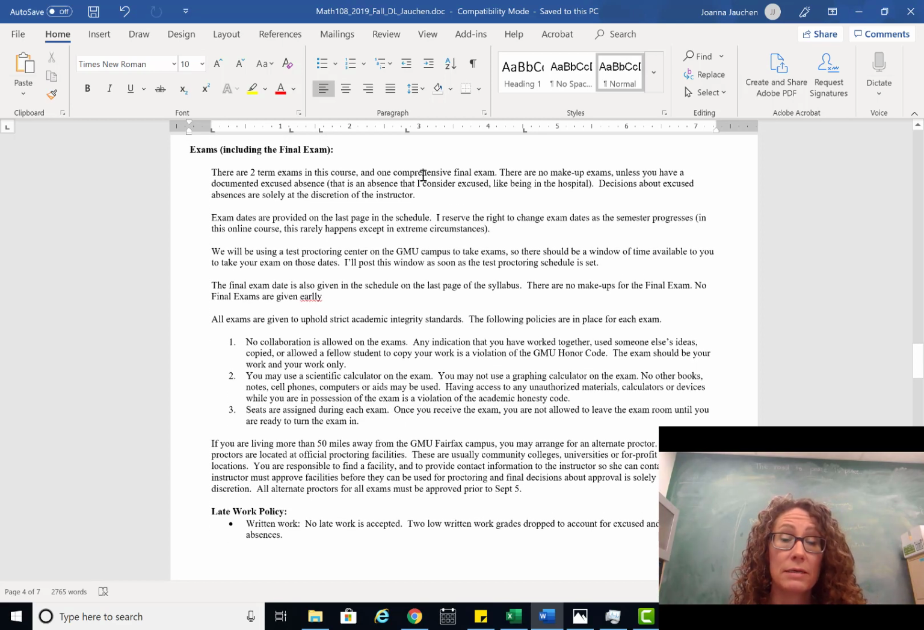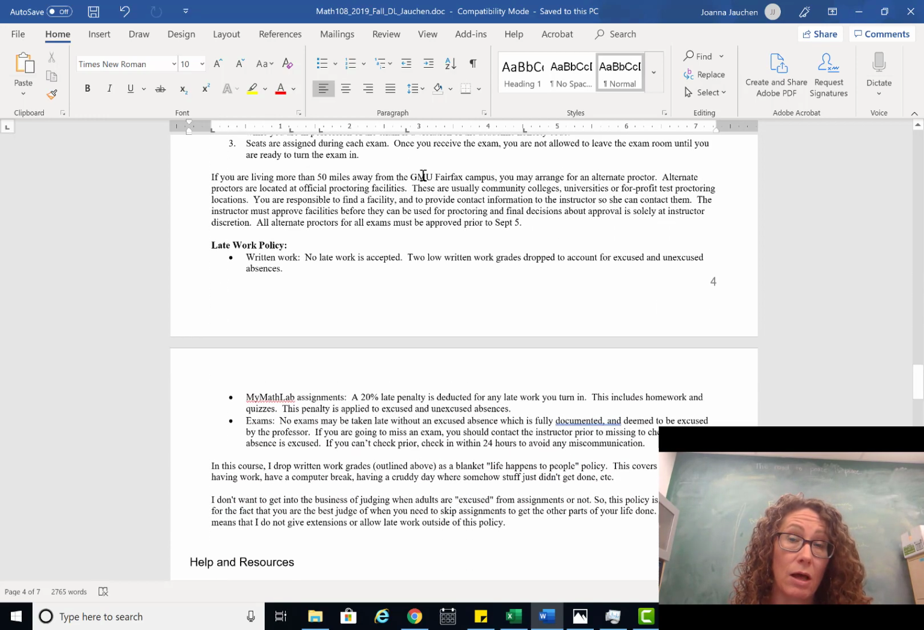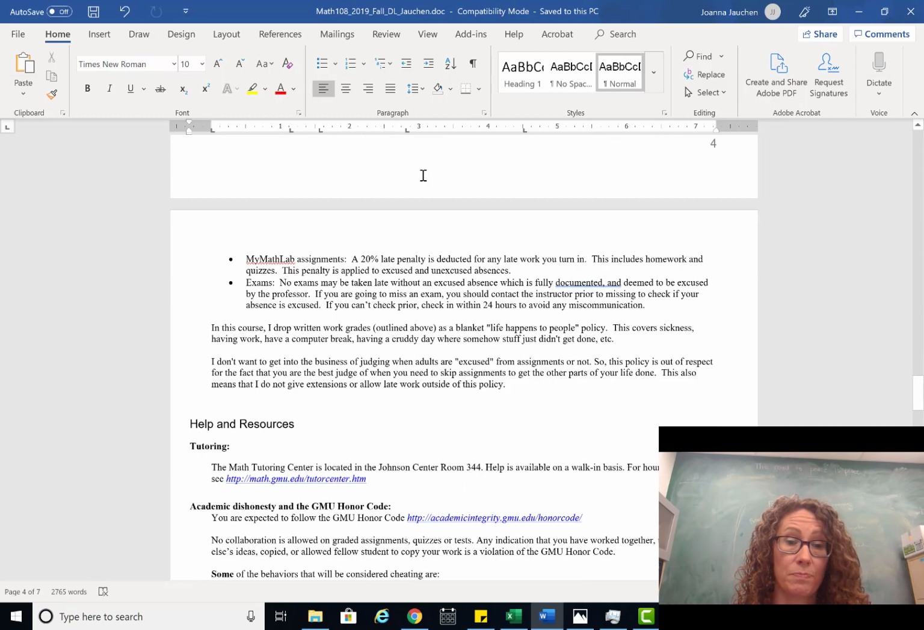Exams, mostly, and when we get closer to exams, you can look at this again. Mostly I just expect students to adhere to academic honesty guidelines during the exam. So you can see that you do need a scientific calculator in this course. You cannot use a graphing calculator. So take a look there. But the alternate proctoring facility will tell you this stuff too.